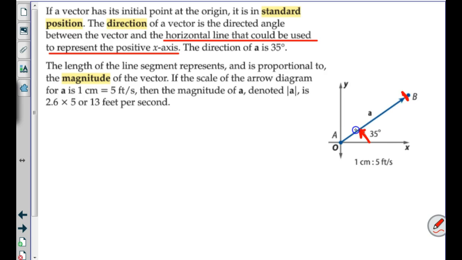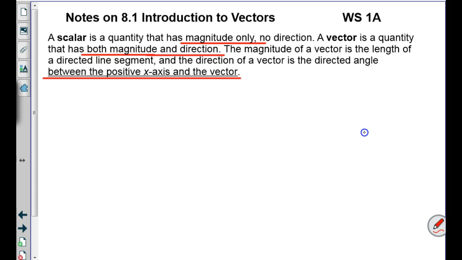And the book is really big on scale. If I'm supposed to draw 13 feet per second and I wanted to use a scale of 1 centimeter is 5 feet per second, I would have to draw this exactly 2.6 centimeters long. I'm not going to have us get out the rulers and do these to scale. We're just going to sketch them, okay? So one more time, a scalar has magnitude only. A vector has both magnitude and direction, and it is a directed line segment. The direction is indicated off of the positive x-axis.